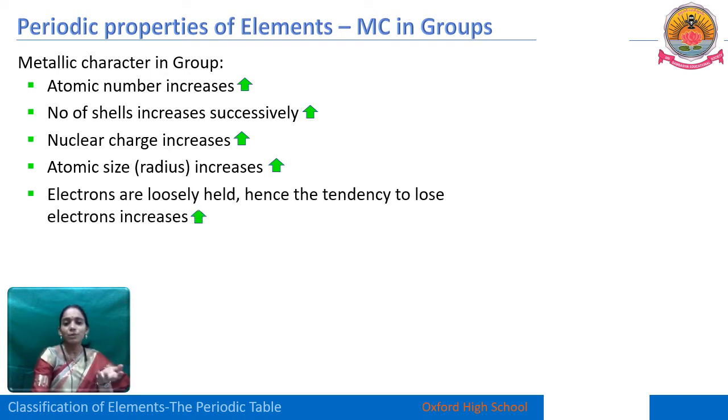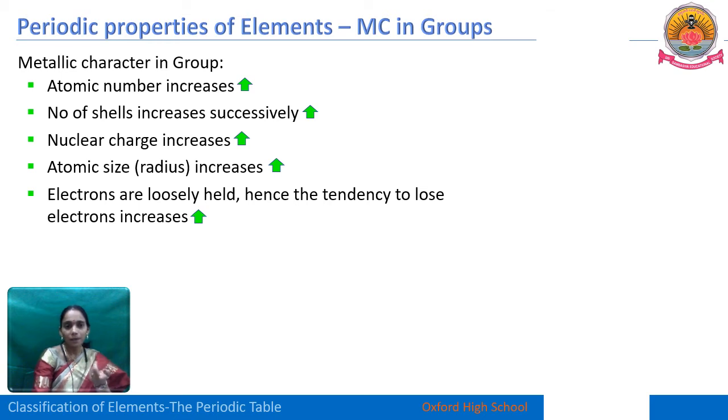But here what will happen? The number of shells are acting as shields. So the attraction between the nucleus and the outermost shell decreases. So electrons are loosely held. Whereas in a period the electrons are tightly held, so in a period it is so difficult to remove an electron.